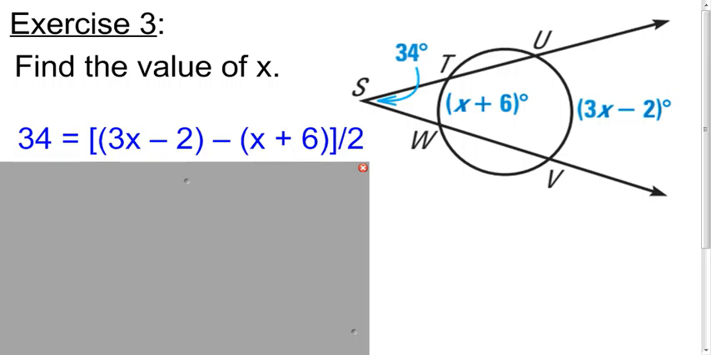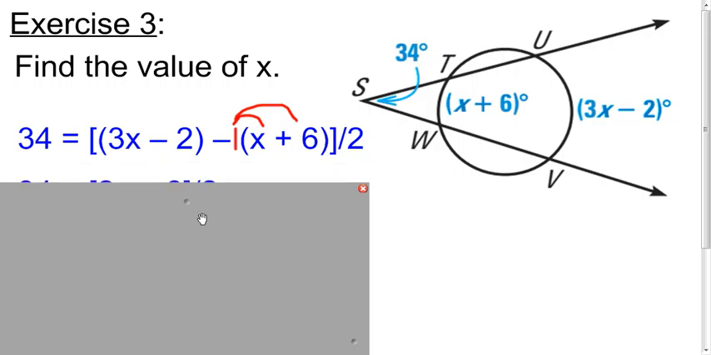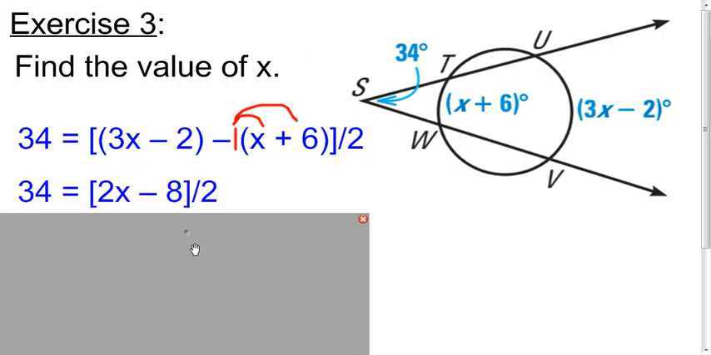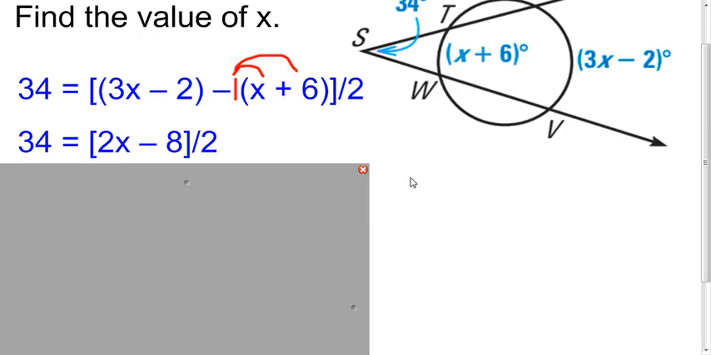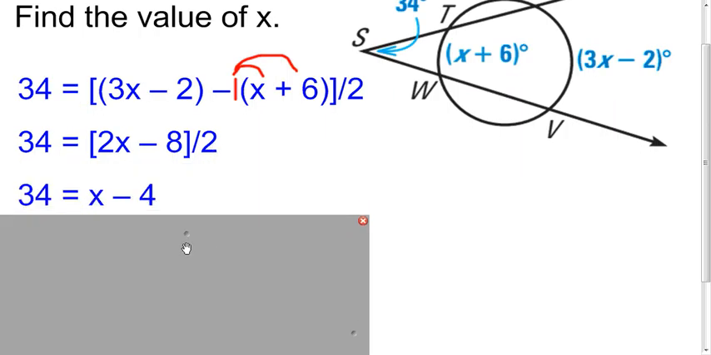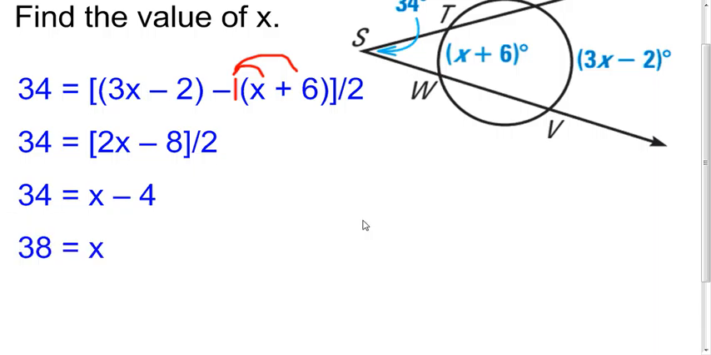You've got to remember that you can think of it as distributing a -1. Right, so it'd be a negative x and a -6. So when you simplify that, you get 2x minus 8. All right, if we divide each term here by 2, we get 34 is x minus 4. Add 4 to both sides, and we get 38.